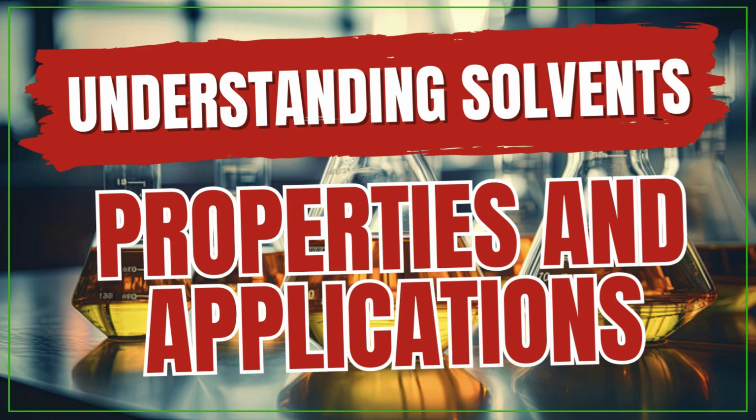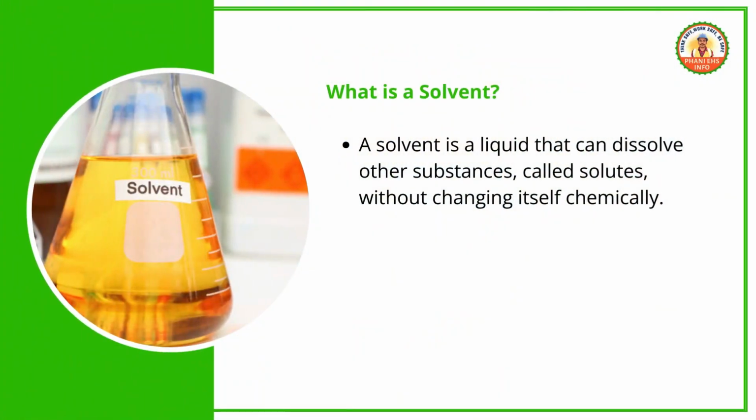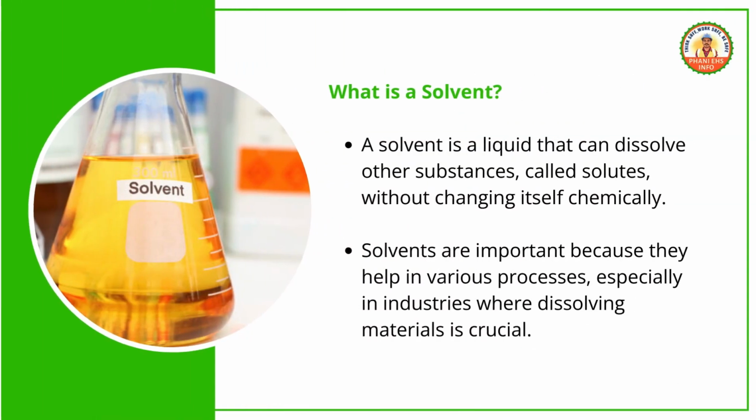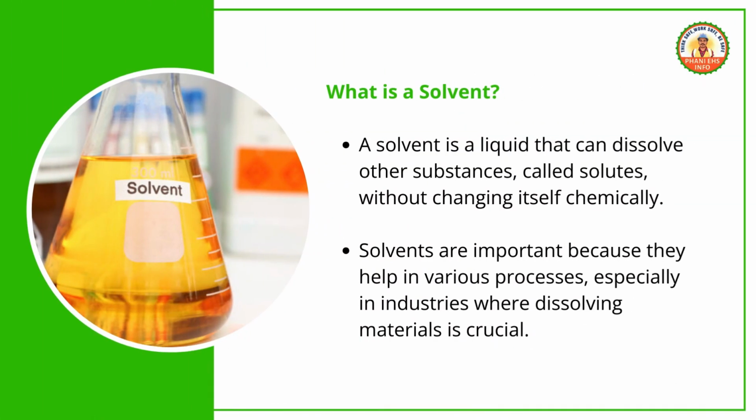Today, we'll explore what solvents are, the different types, their properties, uses, and safety considerations. Let's get started. What is a solvent? A solvent is a liquid that can dissolve other substances, called solutes, without changing itself chemically. Solvents are important because they help in various processes, especially in industries where dissolving materials is crucial.